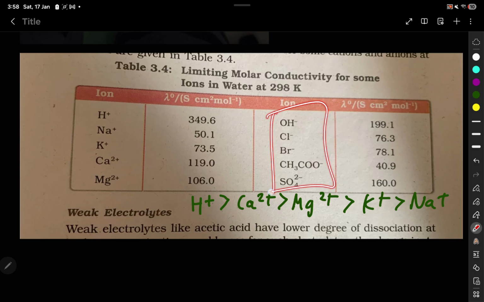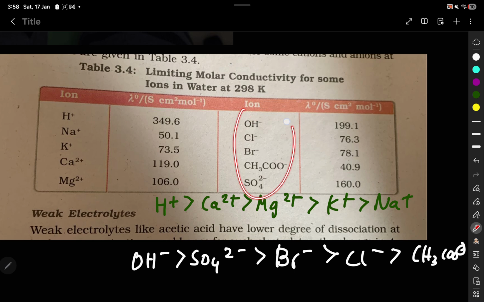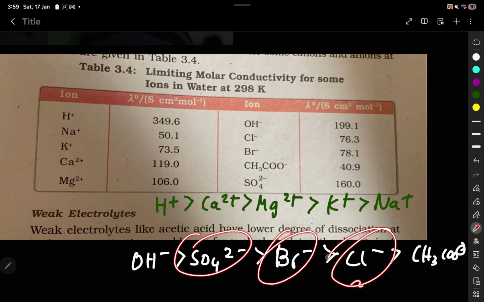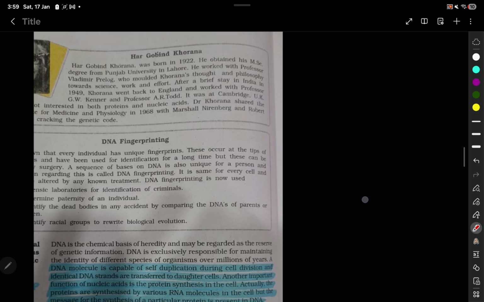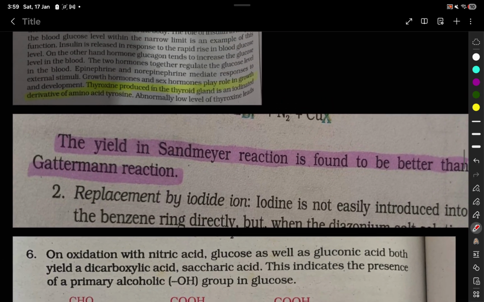And then same thing, you can go for the same logic in this and just mug these up. So yeah, you can mug this up with this order that I've given. OH minus is greater than SO4 2 minus is greater than Br minus greater than Cl minus greater than CH3COO minus. And then I'm skipping DNA fingerprinting.